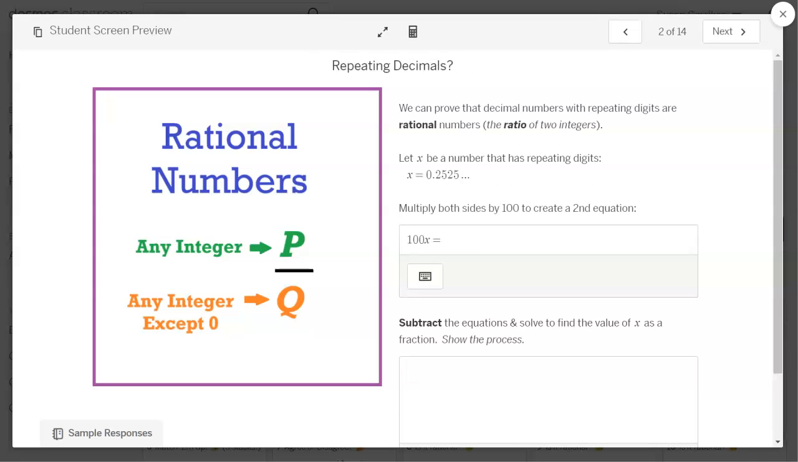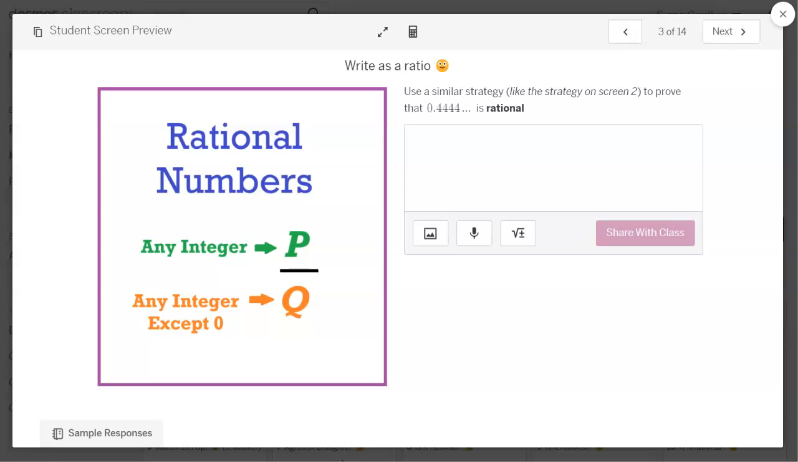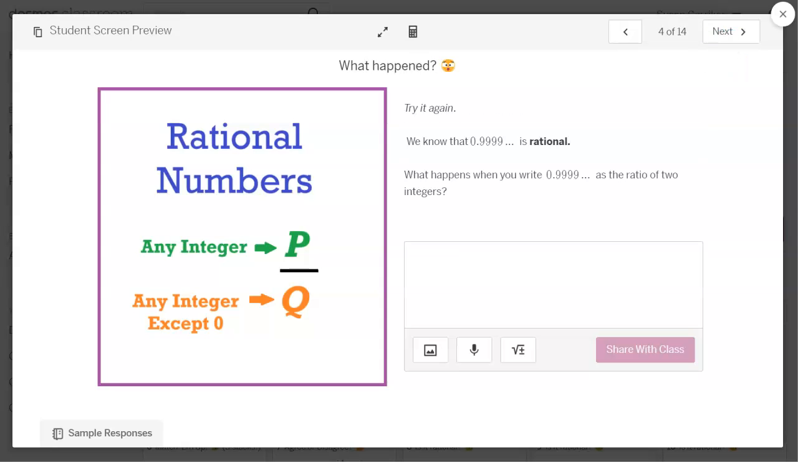Now this one, we're going to learn how to convert a repeating decimal into a ratio of 2 integers, or a fraction. And they will use a system of linear equations to do that. So this is the traditional way of converting from repeating decimals into fractions. They're going to use the same strategy again, this time with the repeating decimal 0.44444. It is rational, so we're proving it's rational by showing that it is the ratio of 2 integers. And then they're going to try it again, this time with 0.9999.